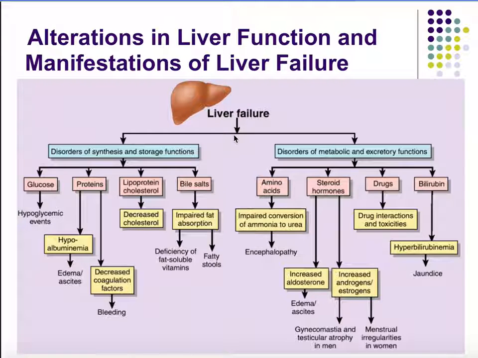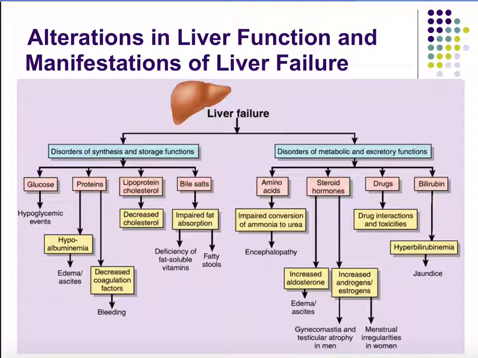So we can see that when the liver fails, it's going to fail to synthesize and store glucose like it should. And so we will have hypoglycemic events. So remember, the liver is where we store a lot of our glucose as glycogen, and it won't do that, and it won't help regulate blood glucose like it normally does, and so we'll have decreased blood glucose.